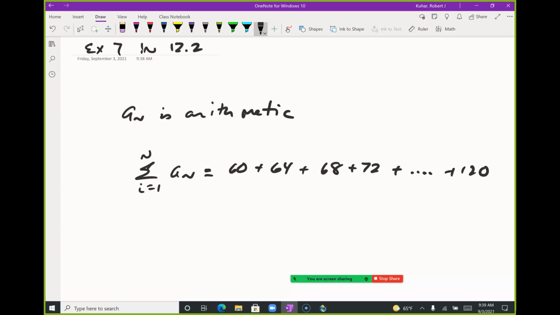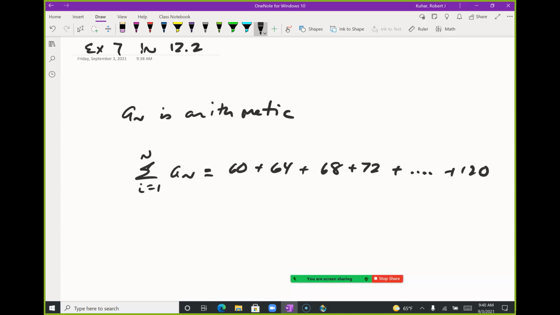So the question is, well, can I find the sum? Yes, but I need something. What do I need? N. I need n. I don't know how many terms I've written out. Now I could brute force write them out, or I could try and figure out what n is here, right?